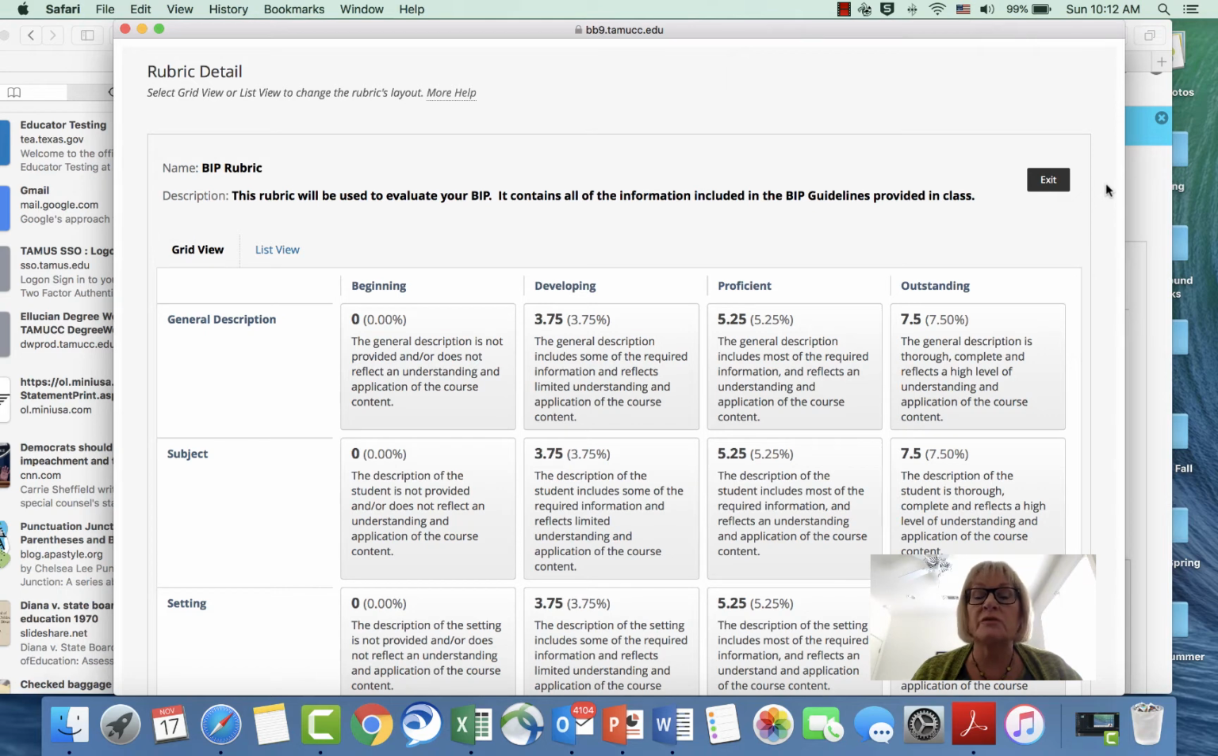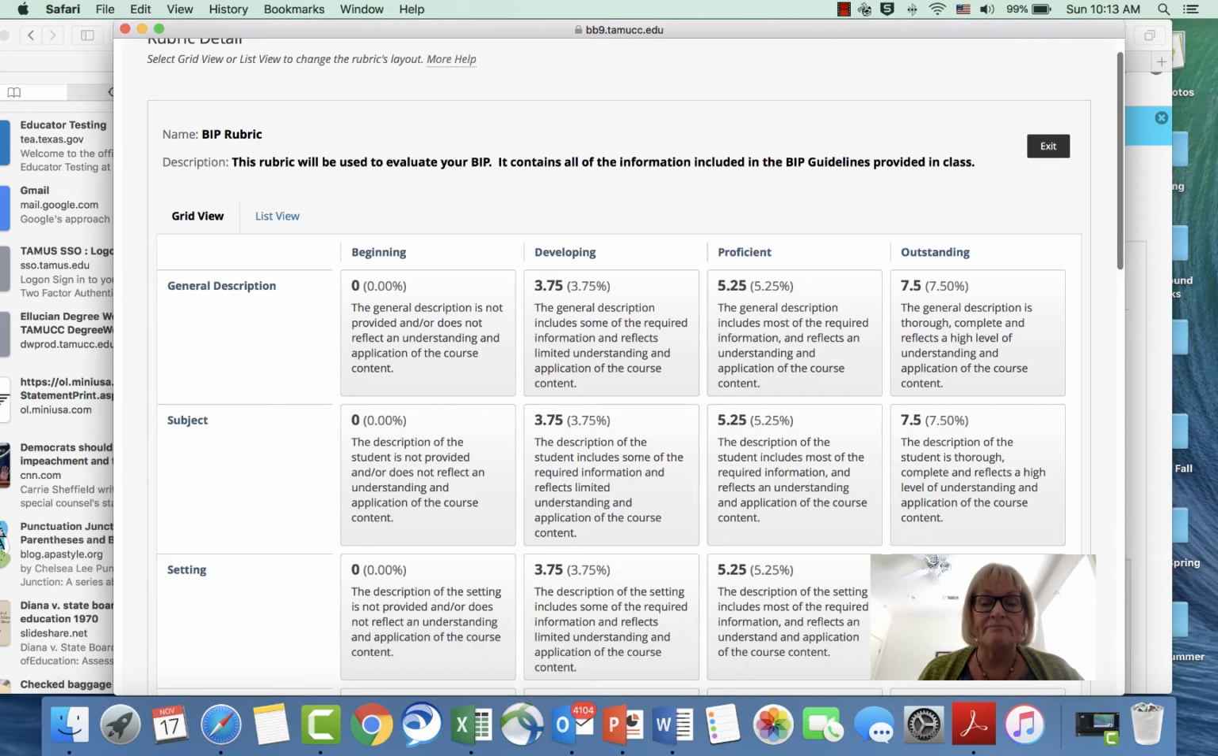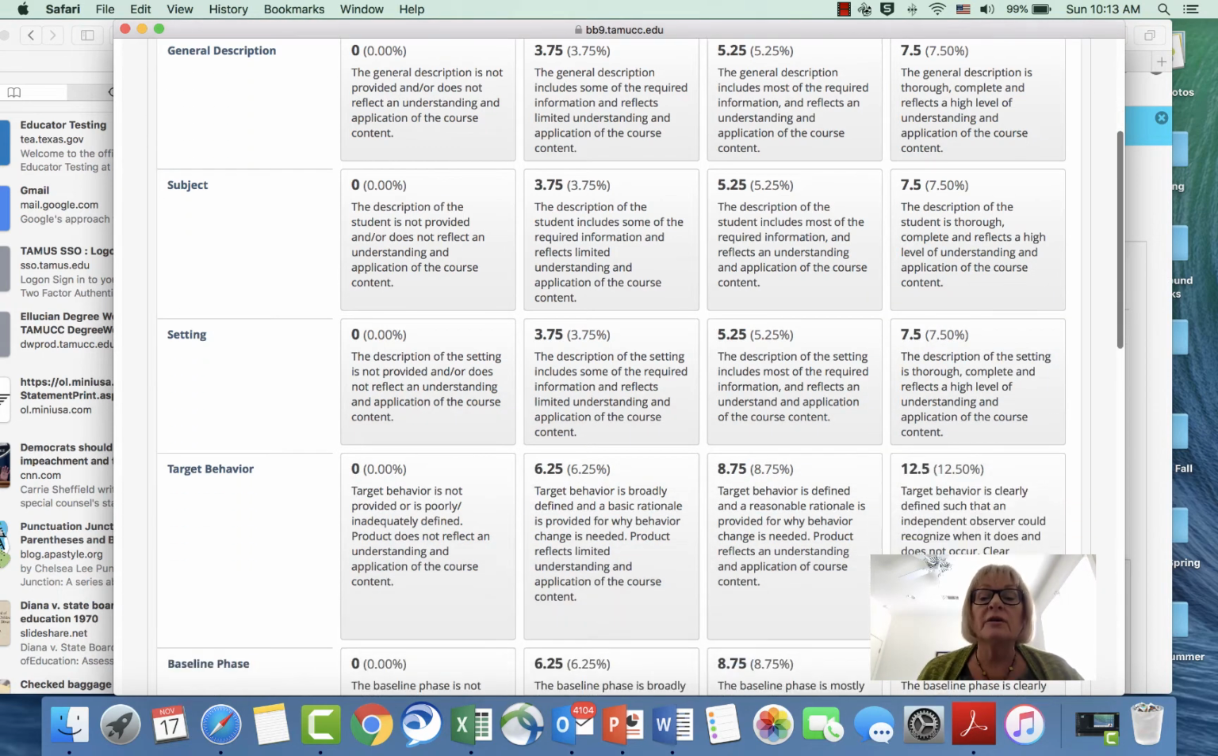You've got the description of your subject. If you looked in the guidelines, I gave you a number of things that you need to address in describing your student. If you don't address all of those things, then you're going to lose some points. If you do, and you do it thoroughly and well, then that'll be certainly a place where you should be able to get all of the points possible for that particular part of the guideline. You're going to describe the setting. And again, what I'm looking for is completeness.